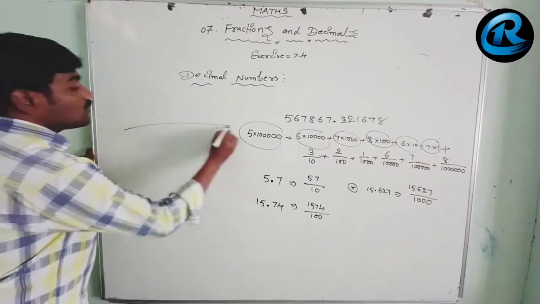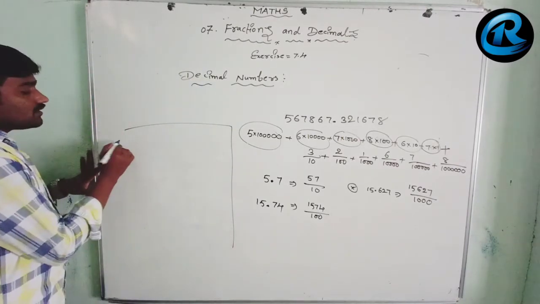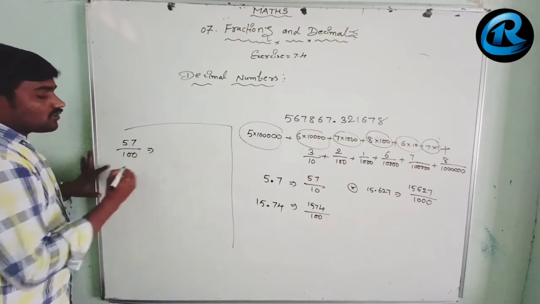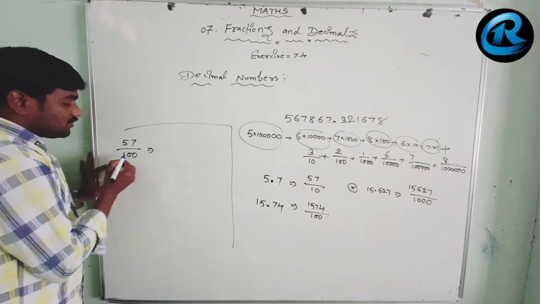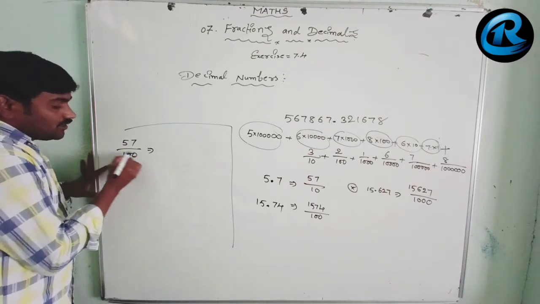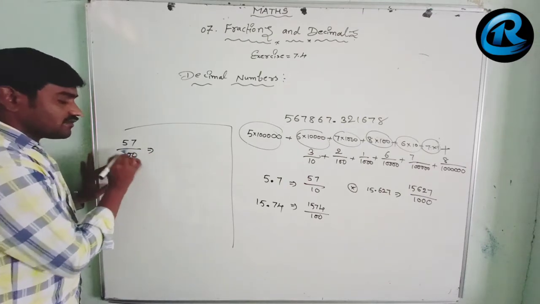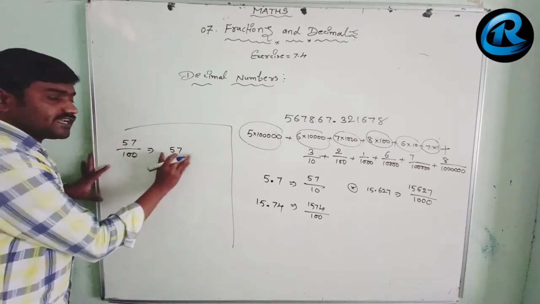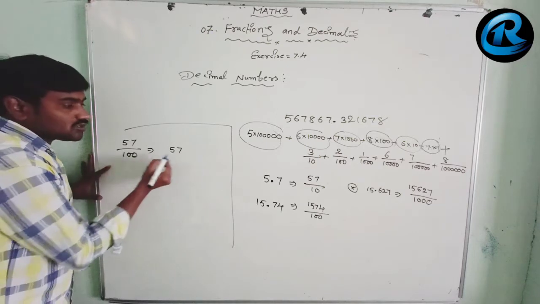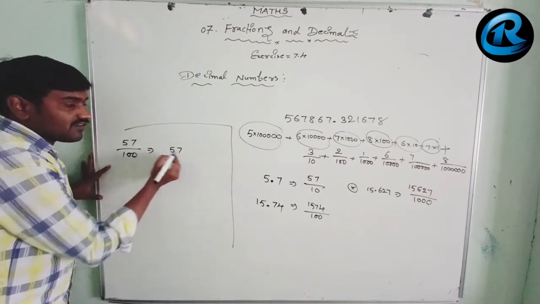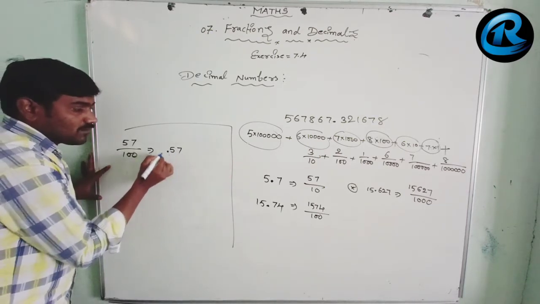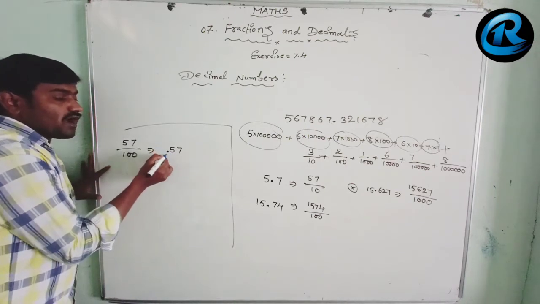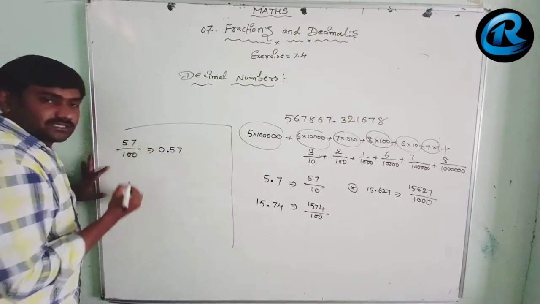Then we will learn how to change fractions into decimals. Simple. Fraction 57 by 100. So how can we change it into a decimal? Simple. In the denominator there are two zeros. You write the numerator as it is first. In the denominator there are two zeros, so count two digits from the right side of the number. 1, 2. After the two digits you have to keep a decimal point. So it is 0.57.